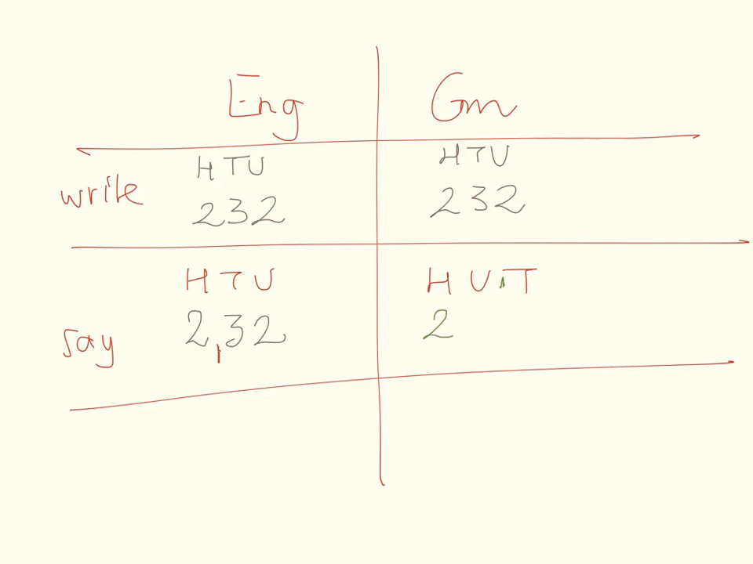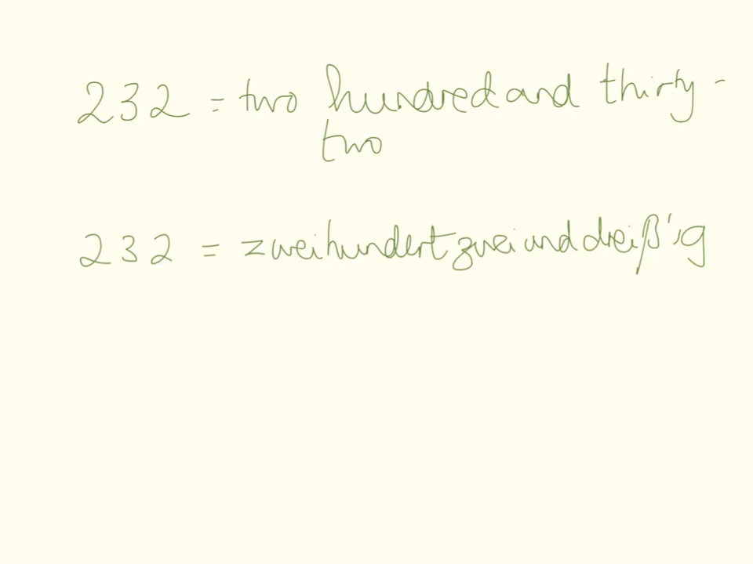So 232 in German is actually going to be zweihundertzweiunddreißig. Something else that's worth noting is that in English we separate a lot of our numbers. So we've got 200, we insert our and, 32. Whereas in German, numbers are always written as one word.